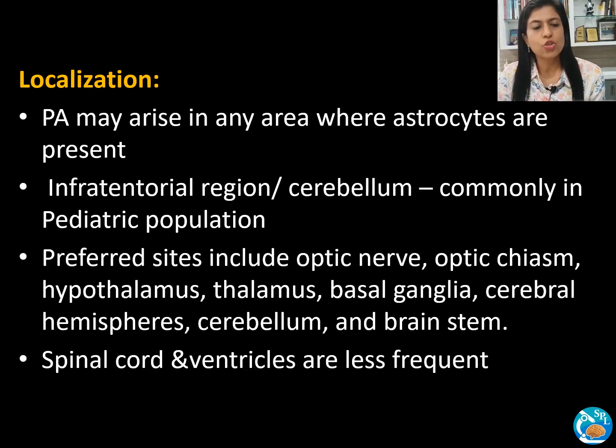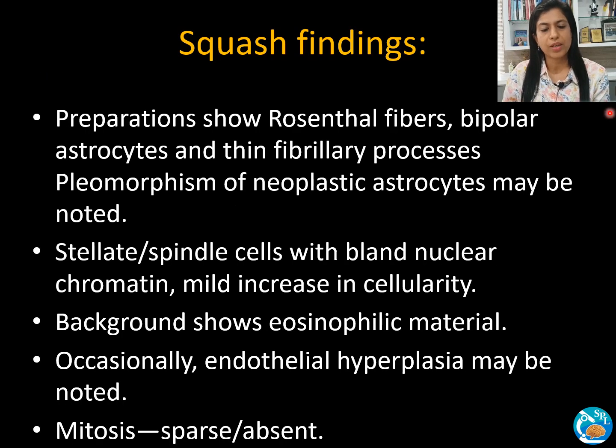In localization, they may arise in any area where astrocytes are present. In the pediatric population, the infratentorial region, the cerebellum, is most common. The other preferred sites include optic nerve, optic chiasm, hypothalamus, thalamus, basal ganglia. Spinal cord and ventricles are less frequently involved than the brain.